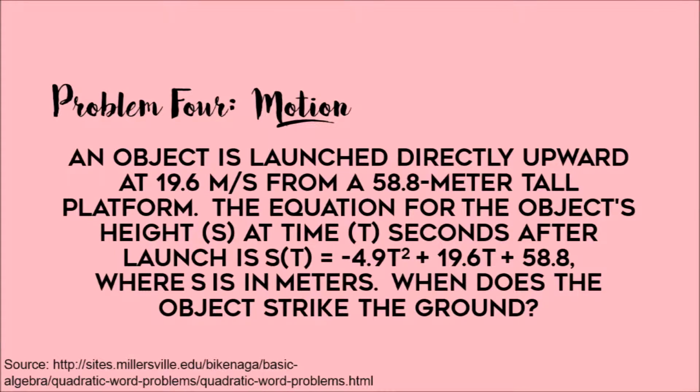An object is launched directly upward at 19.6 meters per second from a 58.8 meter tall platform. The equation for the object's height at time t seconds after launch is s(t) equal to negative 4.9 t squared plus 19.6 t plus 58.8, where s is in meters. When does the object strike the ground?